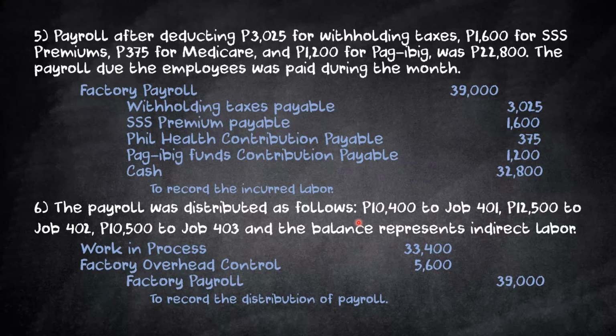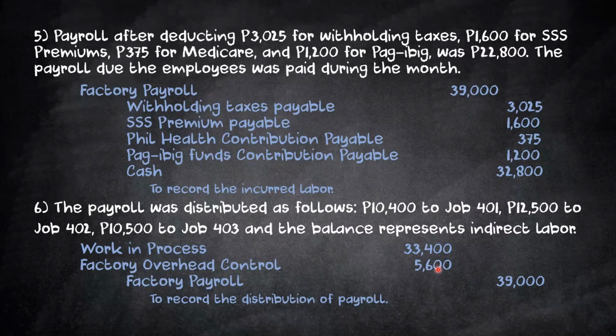Okay, balik tayo dito. Ito pong factory payroll na to, it is only a temporary account. Ibig sabihin, kapag hindi pa na-partition into direct and indirect, ito po yung ginagamit nating account. Ngayon, kung halimbawa dito sa number 6, alam na natin kung alin yung direct labor at ang indirect labor, i-credit na natin siya at aalisin na natin siya. And, para makuha natin yung 5,600 na to, we would just deduct the 33,400 or the direct labor from the 39,000 na factory payroll in order to get 5,600.